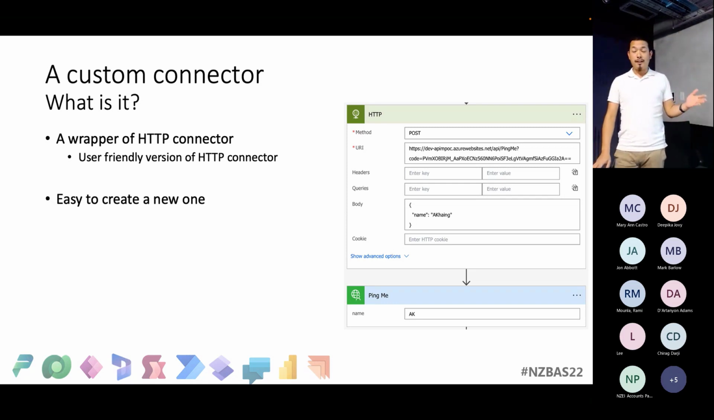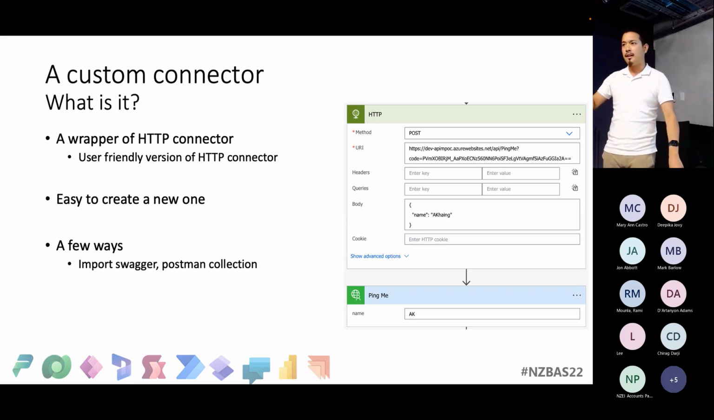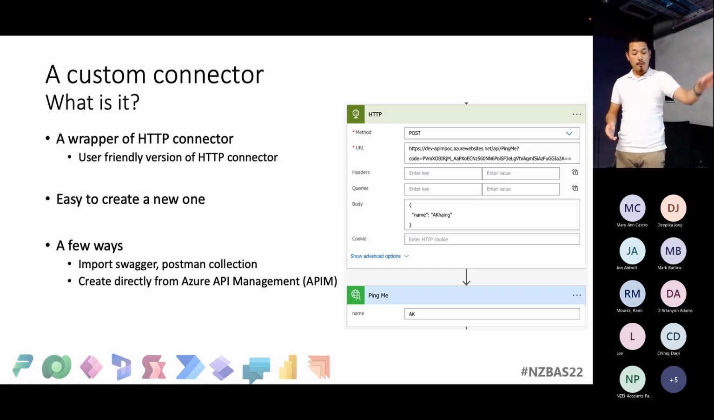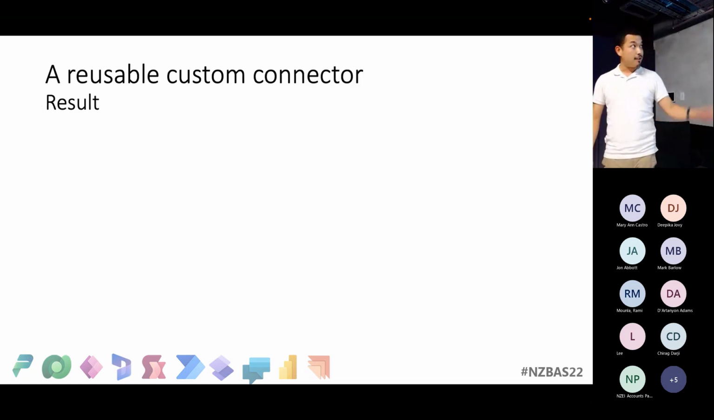Because of that, it is really easy to create a new HTTP custom connector. There are a few ways you can do it, like importing a Swagger. If you are a web API developer, you will know Swagger. A lot of people use Postman, so you can import Postman collections. If you are an Azure guru, you can create directly from APIM and publish to the Power Platform. And there's always a way to create it manually. In this session, all I'm showing is the manual way, because I'd rather get the manual way right first, and then we can do more fancy stuff.